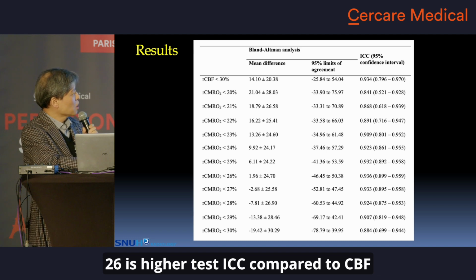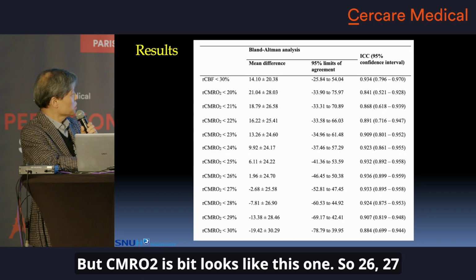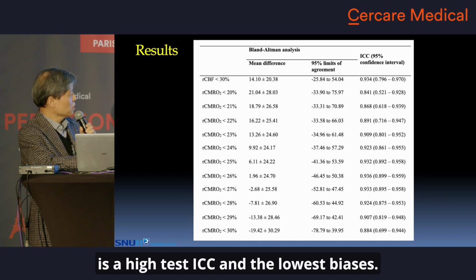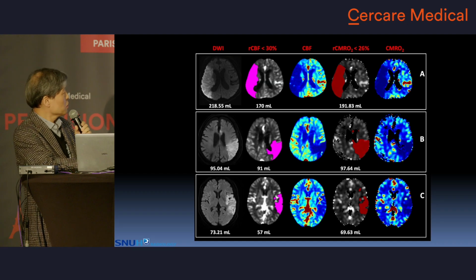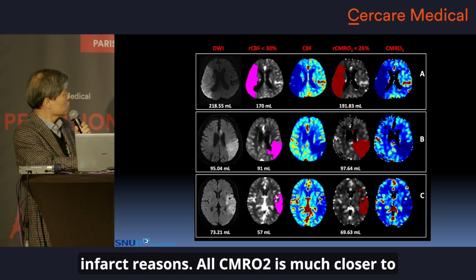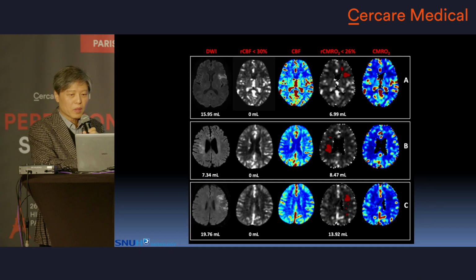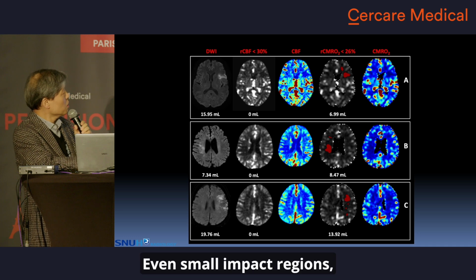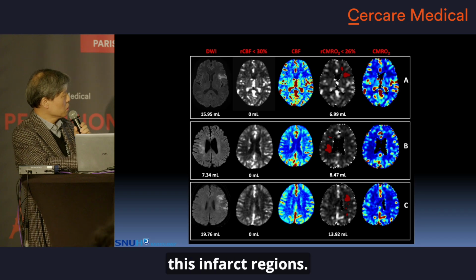26% had the highest ICC compared to CBF 30%. This is RAPID, but CMRO₂ looks like this one. So 26, 27% had the highest ICC and the lowest bias. This is a representative case. In large infarct regions, CMRO₂ is much closer to the DWI infarct lesion volumes compared to CBF 30%. This is a small infarct. Even in small infarct lesions, CBF 30% shows nothing. Only CMRO₂ defines these infarct lesions.